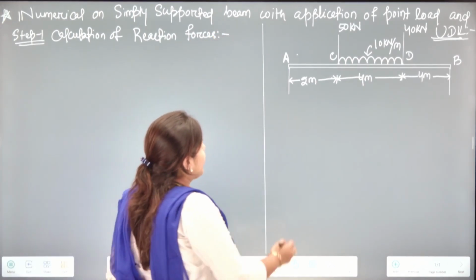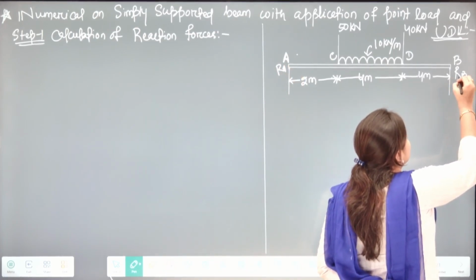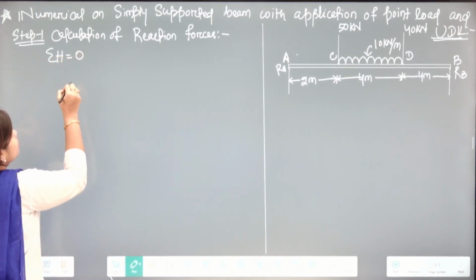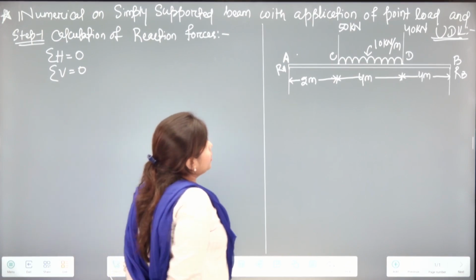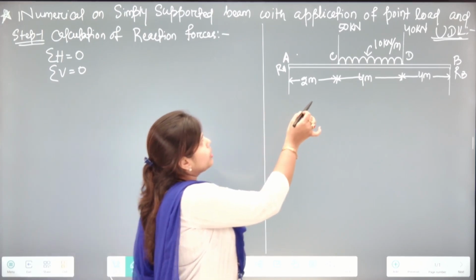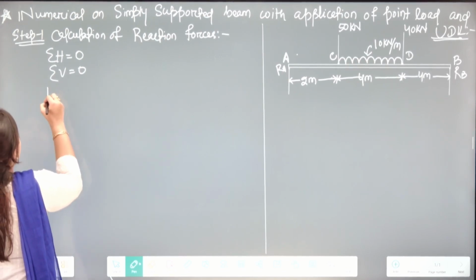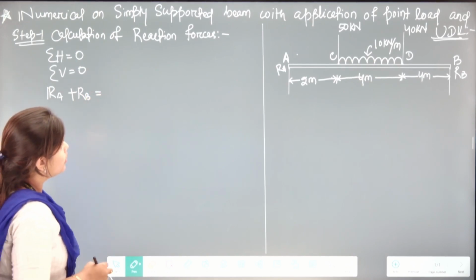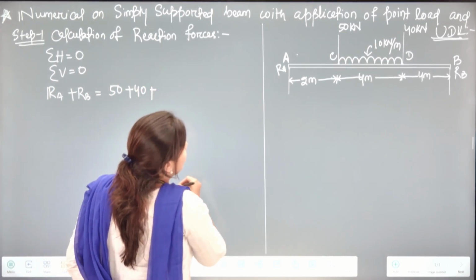We know that at the end supports we will have reaction forces, and also that the summation of all horizontal forces is equal to 0 and the summation of all vertical forces is equal to 0. So, here RA and RB are also forces. Also, we have 2 point loads and the UDL as the vertical forces. So, here we will have RA plus RB equals 50 plus 40 plus 10 into 4.